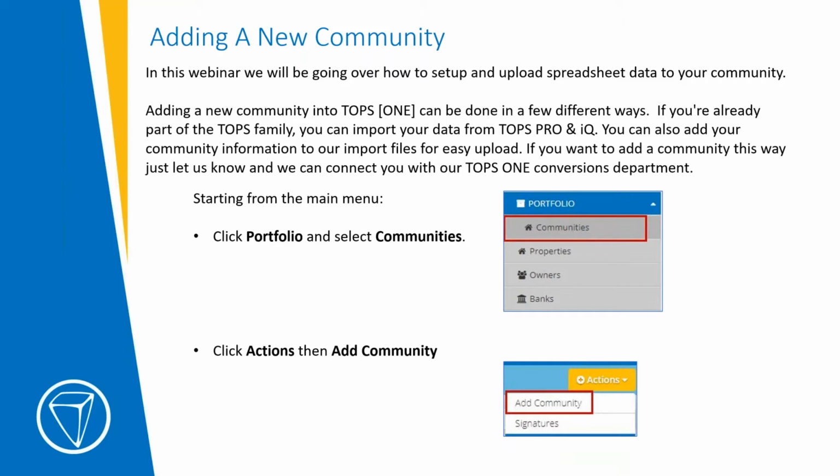So what you're going to do to start is on your TOPS 1 homepage, starting from the main menu, you're going to go to the left, Portfolio and Communities. Now, those of you that have dual screens and can do this along with the webinar, I fully advise doing that. If you have one screen with the webinar and the other screen where you're actually going through it, that is something that I would advise. All right, so Portfolio Communities. And then from the actions at the top right-hand corner, you're going to click Add Community.